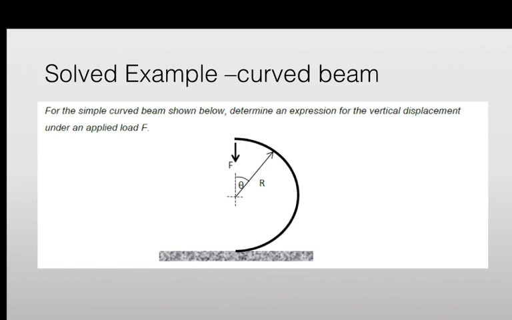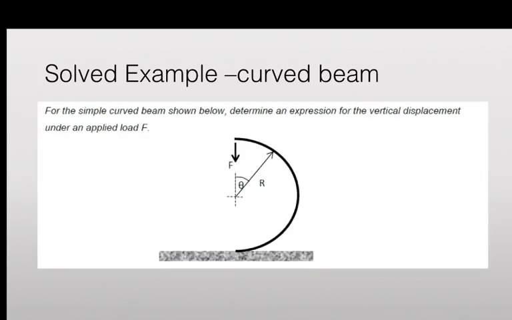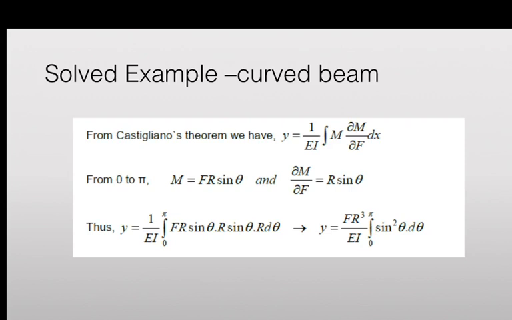So the moment at the angle theta is F R sine theta. The moment acting on the point where the angle theta lies is F R sine theta. And if you differentiate this moment with respect to force F, you will get ∂M/∂F, which equals R sine theta.